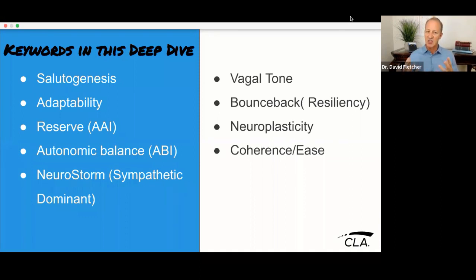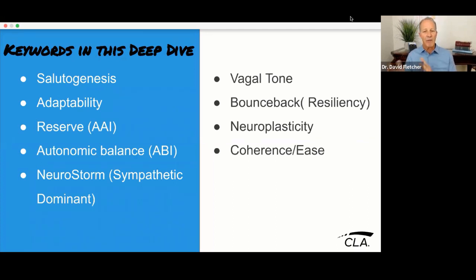We're going to be talking about salutogenesis, and I'll go into what that represents. Adaptability, which I think is probably the key word in today's very, very busy world. We're going to introduce the concept of adaptive reserve, and how we can use an index known as the Autonomic Activity Index, or AAI. We're going to talk about autonomic balance, and use an index, the ABI, which is the Autonomic Balance Index. I'm going to introduce a term that is very prevalent within CLA, which is known as the neurostorm, which really speaks to a sympathetic dominant state.